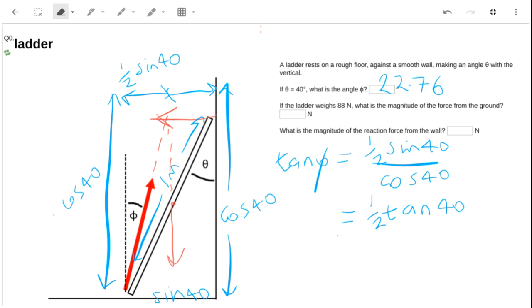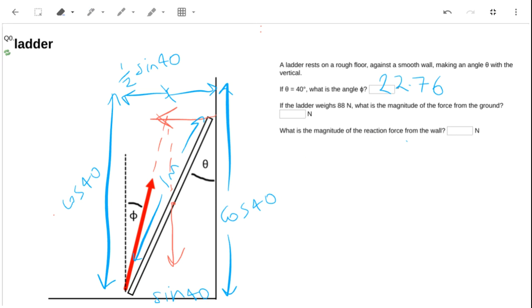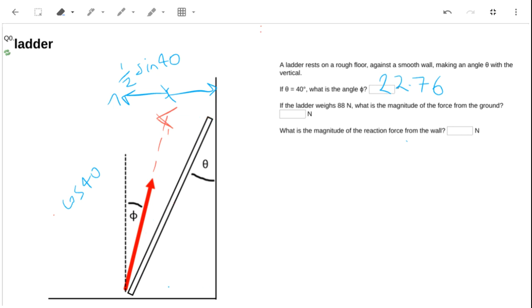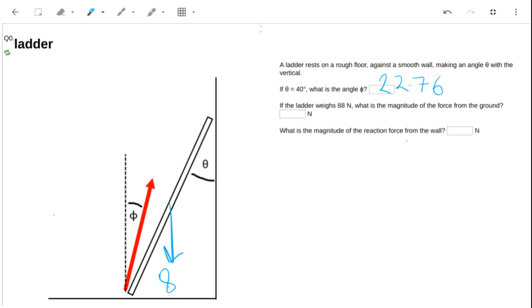Right, make a bit of space here. And I probably need to look a bit at these forces, so I'll make a bit of space. The ladder weighs 88 newtons, so I've got 88 newtons acting down. What is the magnitude of the force from the ground, the red force? Well, it will be the vertical component of that force, which cancels the weight. Remember that the reaction from the wall is purely horizontal.